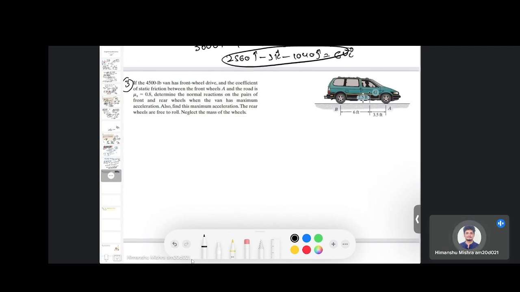So basically we are given a car which has the center of gravity G, and it has a wheel here, and it is moving horizontally, and we need to find the acceleration and the normal reaction on this wheel. There will be a weight from this center of mass, and there will be a normal reaction. So this is, let's say, point B and this is point A, at both the wheels, that we need to find out.